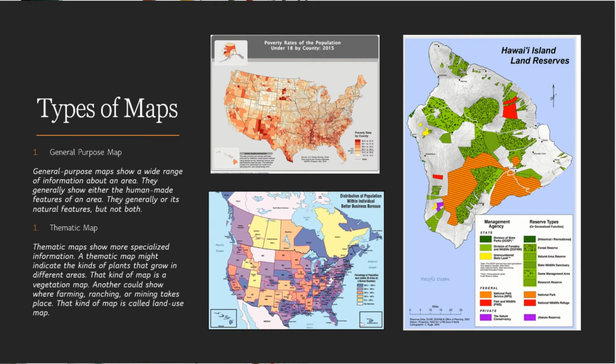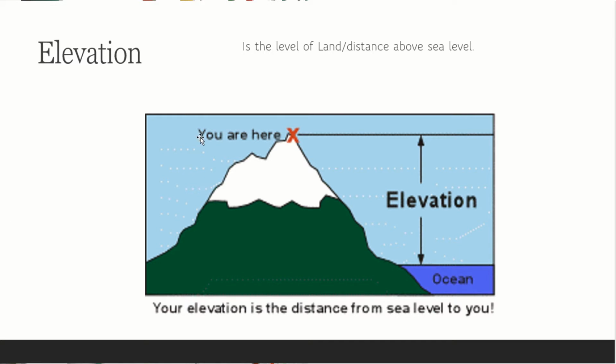We'll move to the next step, which is the elevation. What is elevation? If you can see the picture, this is the sea level, and that's the difference between the sea level and the top. This difference is called the elevation. So the distance you can find out from the top to the sea level is called the elevation. Elevation is the level of land, the distance above the sea level. So elevation is the distance from sea level to you.